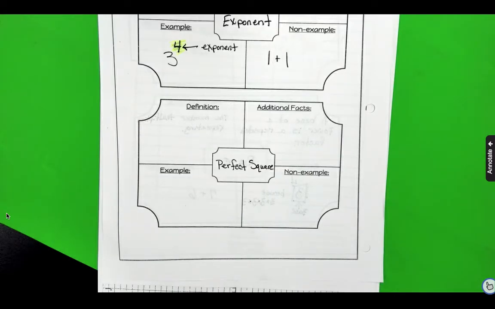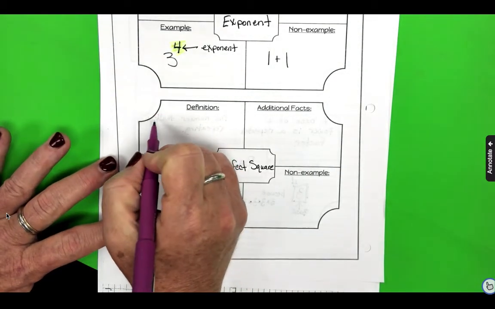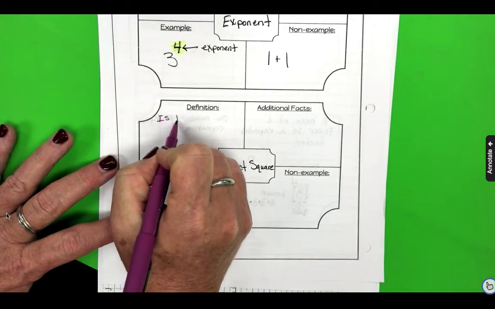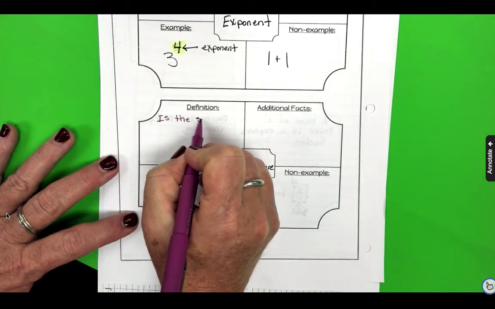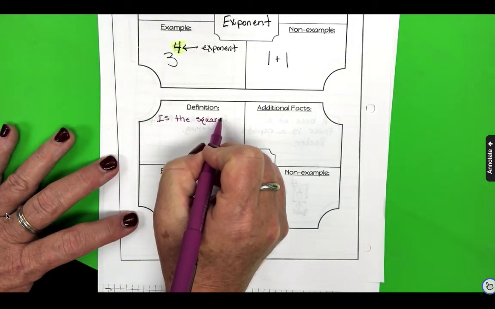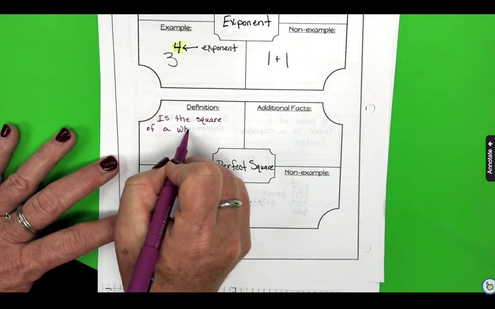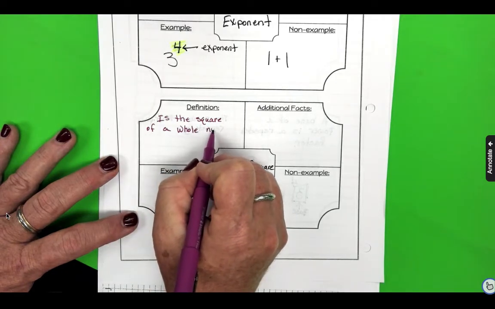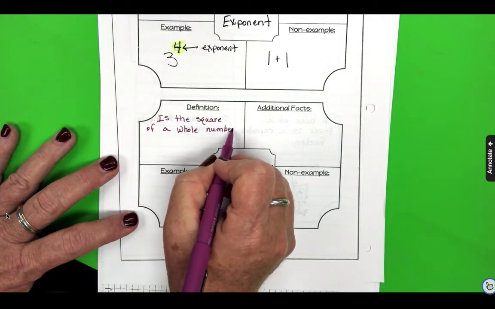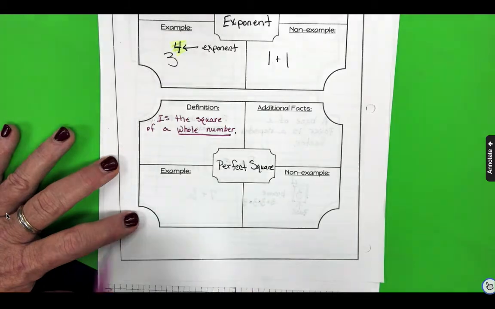A perfect square is the square of a whole number. And that's really key that you remember. We're only talking about the squares of whole numbers, okay?